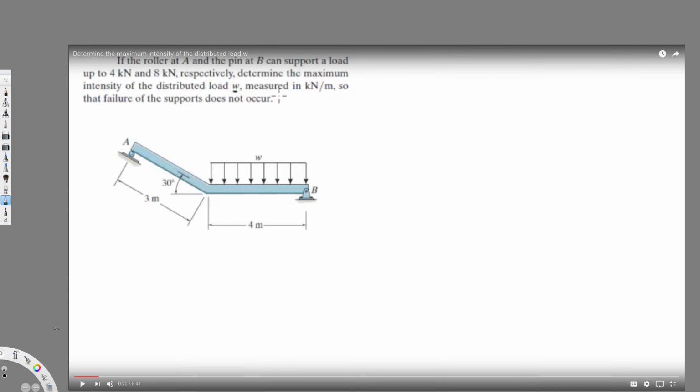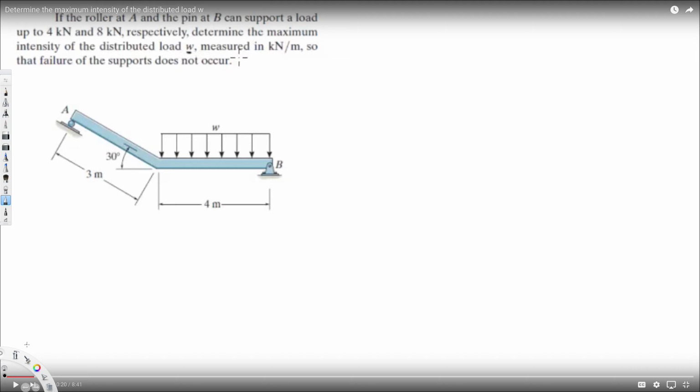Hey guys, we have this question right here. It's asking if the roller at A and the pin at B can support a load up to 4 kilonewton and 8 kilonewton respectively. Determine the maximum intensity of the distributed load W, measured in kilonewton per meter, so that failure of the support does not occur. So let's see how we can solve this question.